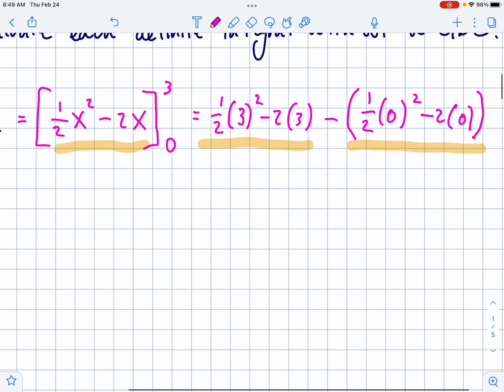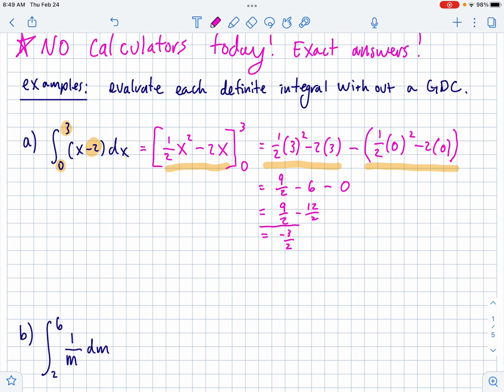Now let's do some fraction work. 9 times 1/2 is 9/2. Then take away 6, and 0 times 0 is 0, so we take away 0. So this is 9/2 take away 12/2, which is negative 3/2. That's our final answer, that's what the definite integral is equal to. You could certainly check that on a calculator to make sure you got the right answer, but once again, we're trying to do all the work by hand. You can verify your answer, but don't just plug it into a calculator.